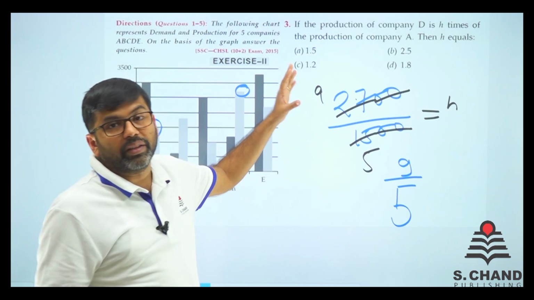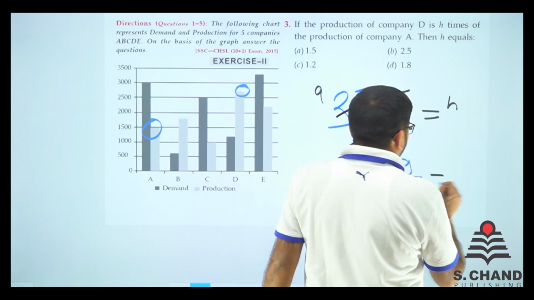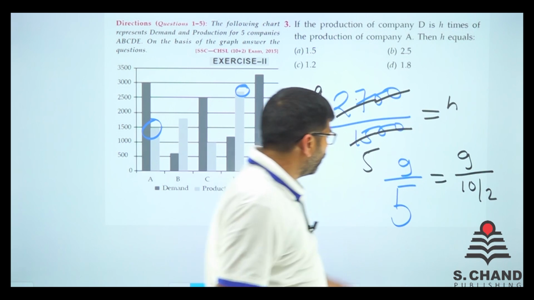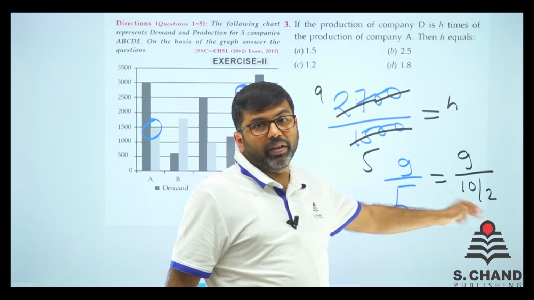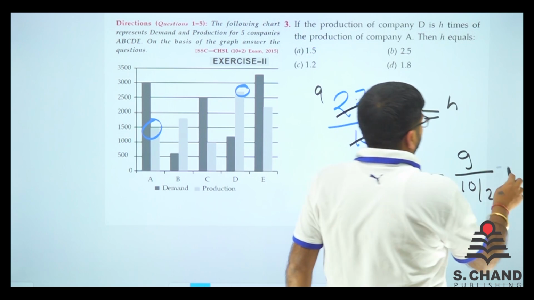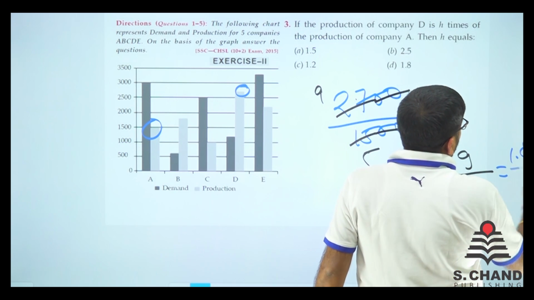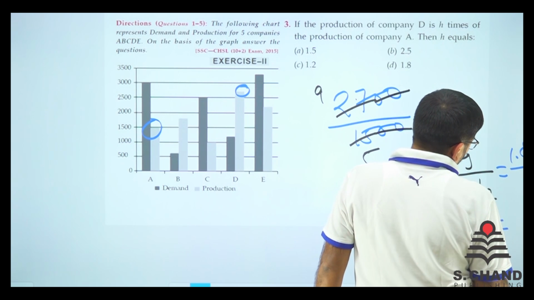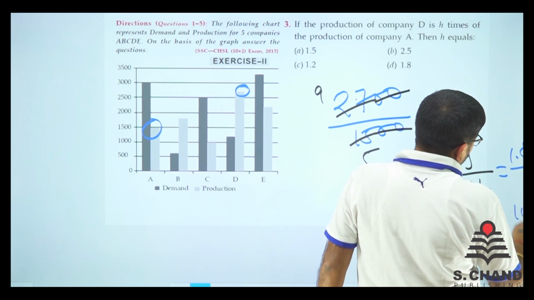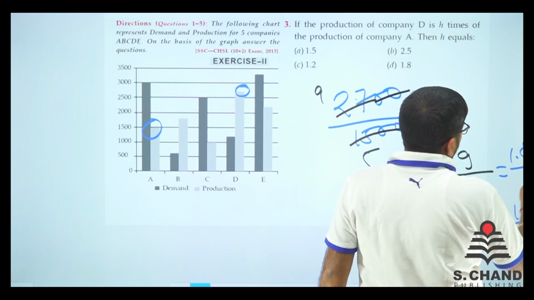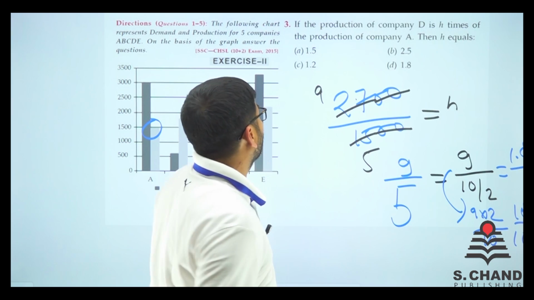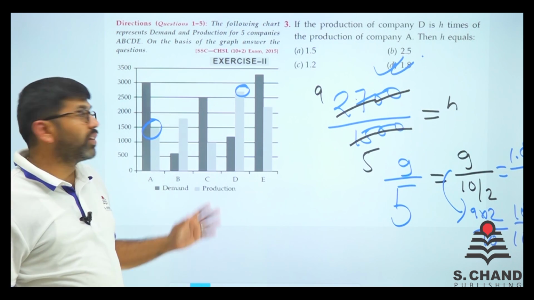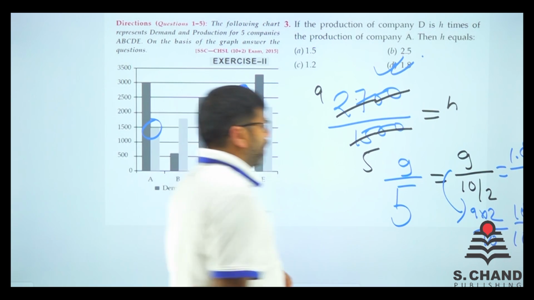Now we have to calculate the right value. So 9 by 5 can be written as 9 by 10 by 2. 5 can be written 10 by 2. This 2 goes upper side. So 1.8 is the answer. How come? 9 into 2 by 10. So 9 into 2 is 18 by 10. 18 by 10 is 1.8. So here we go. We have our answer. So this was asked. What is the H? So H is asked. Here we go.